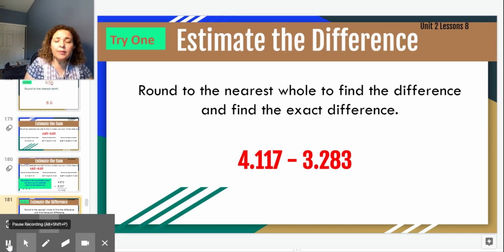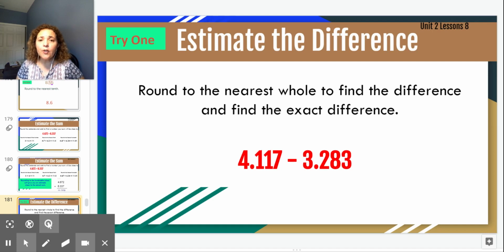We could do the same thing for subtraction, right? If I have something and I give away something, how much will I have left? So that would also be helpful. So round these two numbers to the nearest whole, find the difference, and find the exact difference and see how close you are. Okay, so stop the video and try that one.